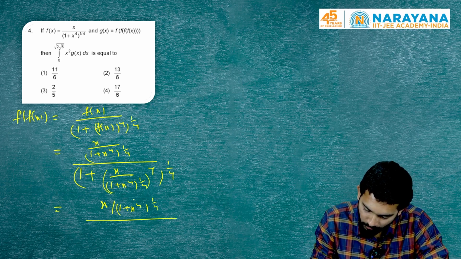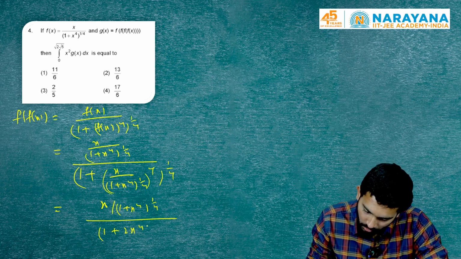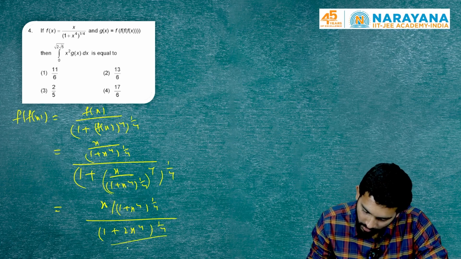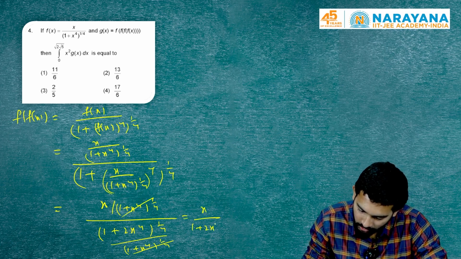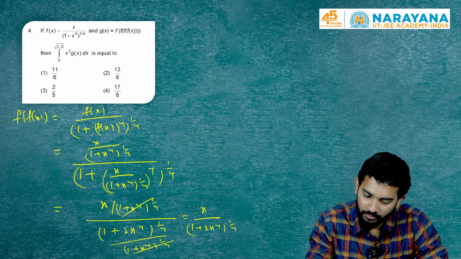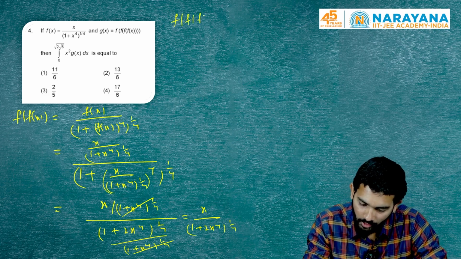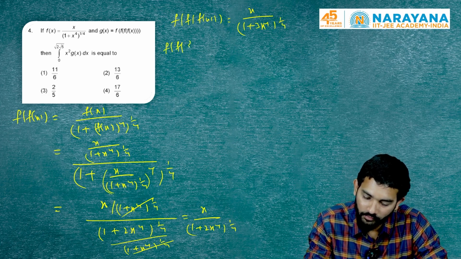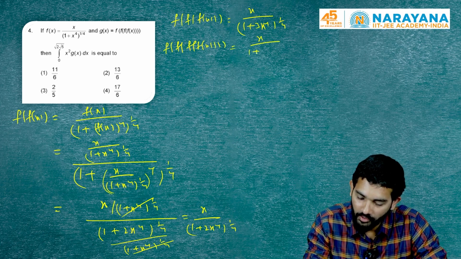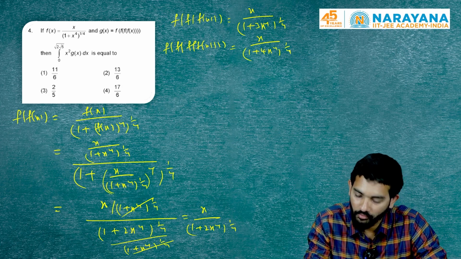x/(1+x^4)^(1/4) divided by, so the 1/4 powers of 4 cancel, (1+2x^4)^(1/4) divided by (1+x^4)^(1/4). So these two things will cancel. I am getting x/(1+2x^4)^(1/4), which means from here I can understand the pattern that f applied three times will be x/(1+3x^4)^(1/4), and if I take it 4 times, I'll get x/(1+4x^4)^(1/4).